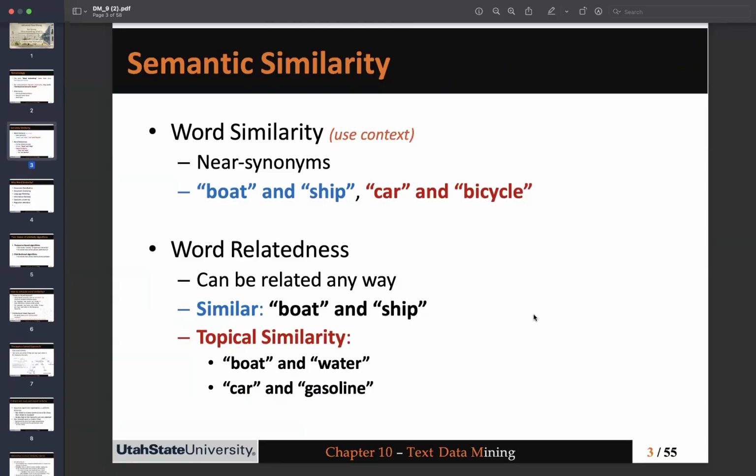Now, on the other hand, word relatedness is about words that are connected in meaning, but they are not interchangeable. So we can say boat is kind of related to water. The car and gasoline are both related to each other, but they're not interchangeable here. So similarity simply means that they have the same role, while relatedness simply means that they're connected somehow to some topic or by some usage. That's the difference between the two.